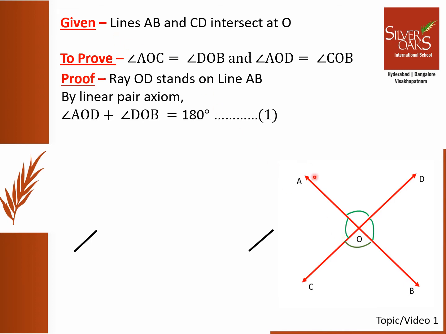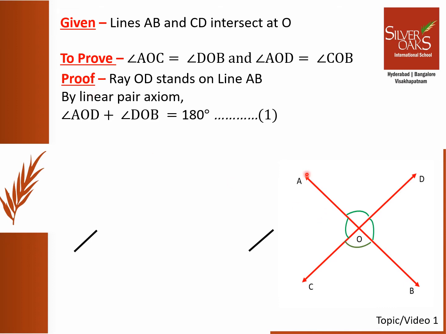Given, what is given? Lines AB and CD intersect at point O. What are you supposed to prove? When two lines intersect, they form four angles. That is, angle AOC should be equal to angle DOB, or angle AOD is equal to angle BOC. This we have to prove. How will you prove that?